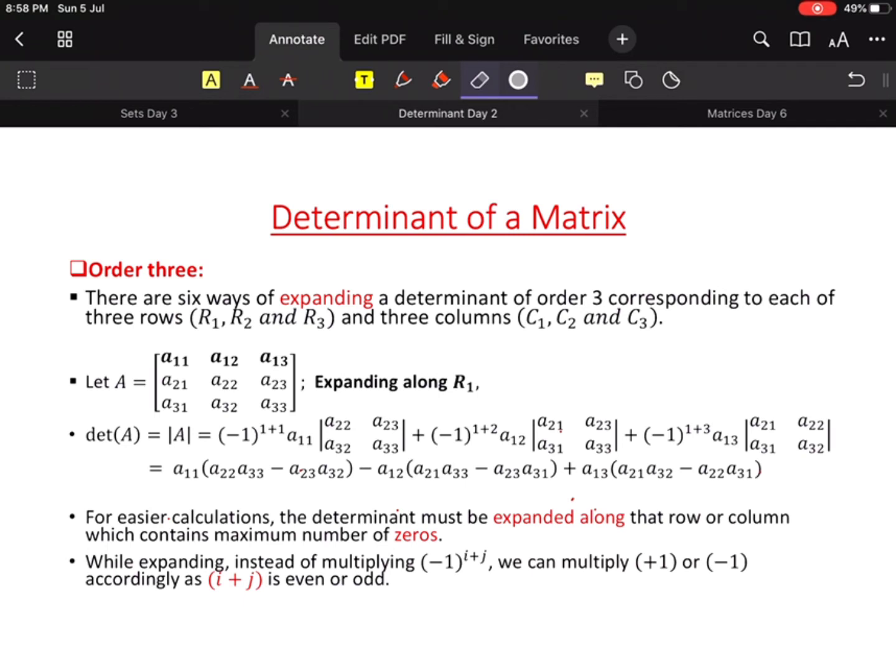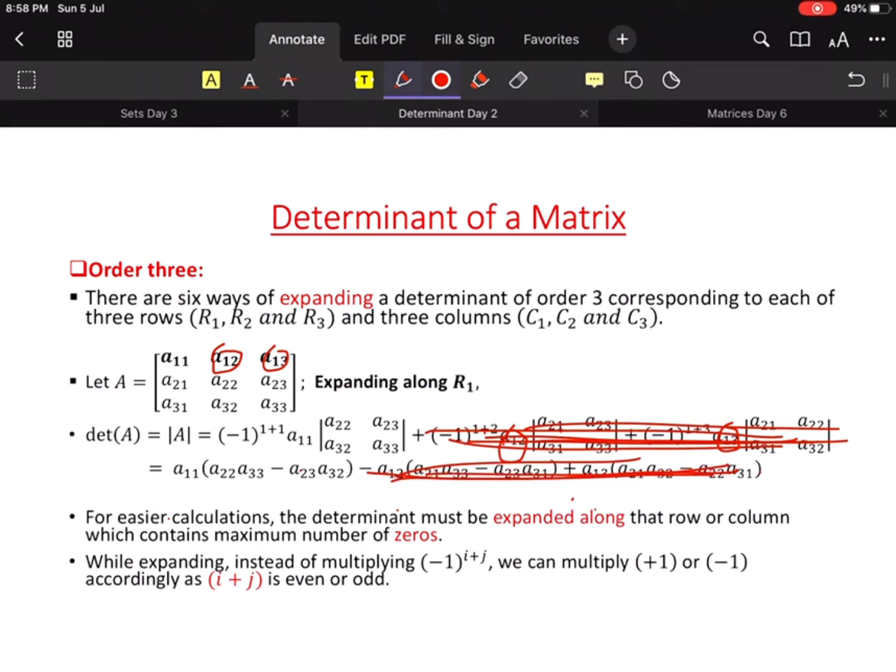For easier calculation, the determinant should be expanded along the row or column which contains the maximum number of zeros. Why are we told to do that? The reason is, suppose A12 is 0 and A13 is 0. If I expand along row 1, then since they are 0, I don't need to write those terms, because 0 multiplied with anything is 0.